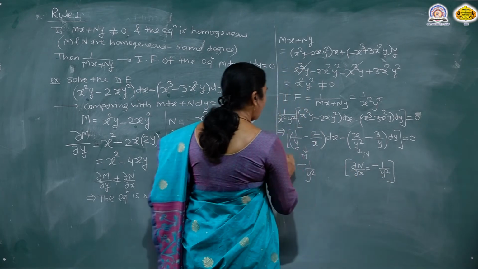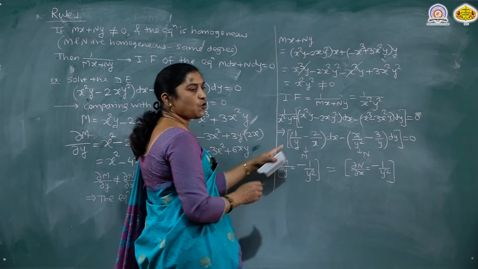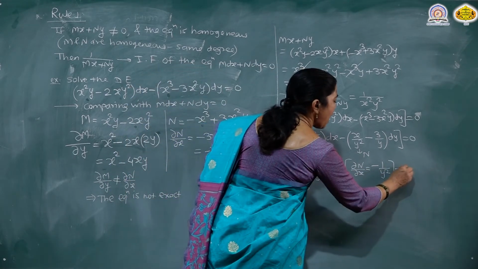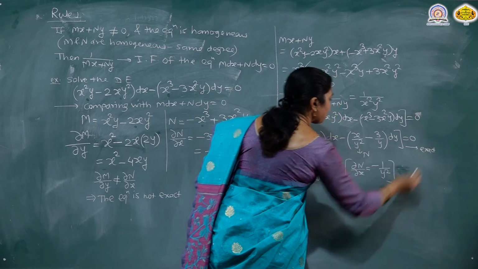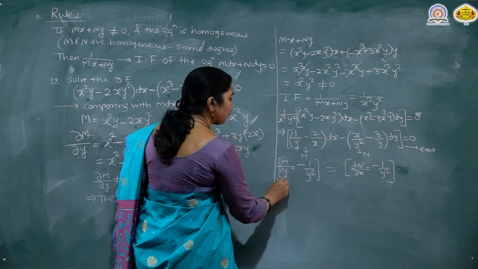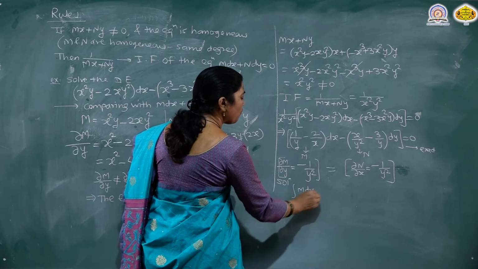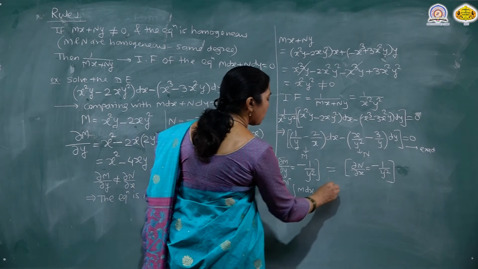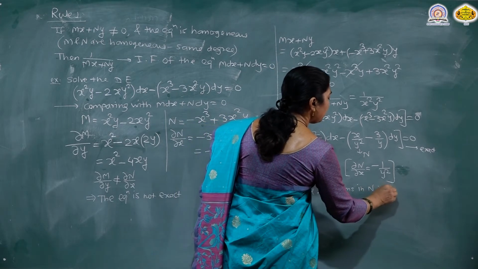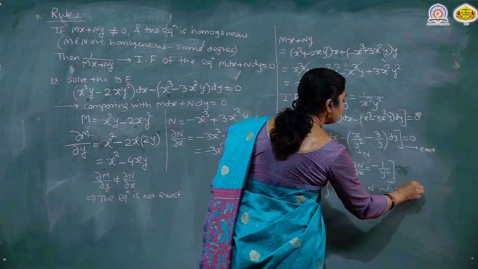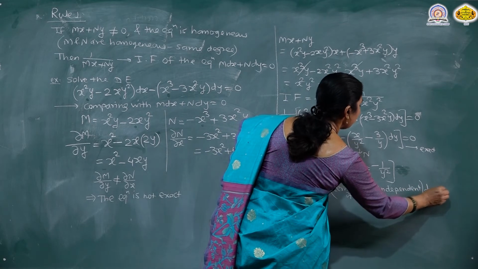Now observe that ∂M/∂y is equal to ∂N/∂x, which means that this equation is now an exact differential equation. Because this equation is exact, we are able to integrate, and therefore our rule is that the solution is integral M dx over y constant plus integral of terms in N independent of x dy equal to c. This is the solution.